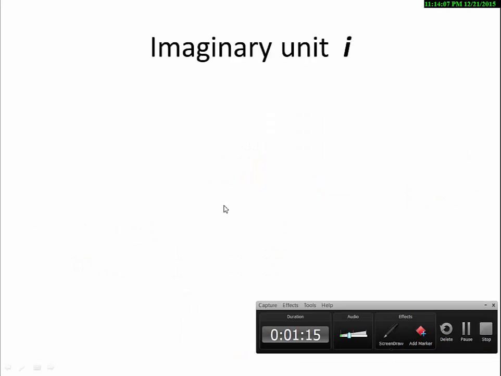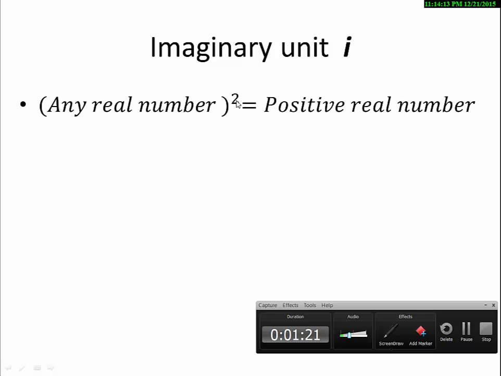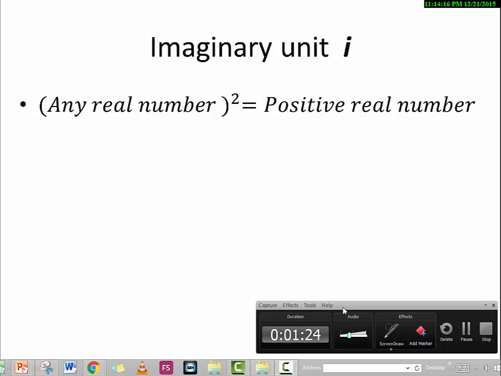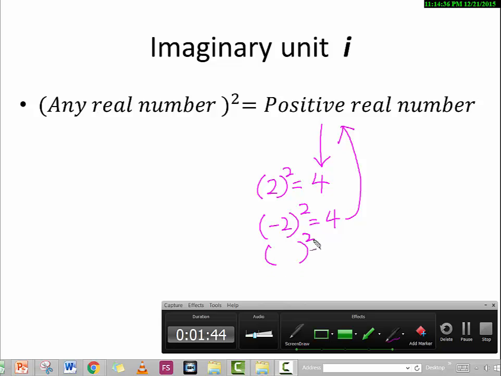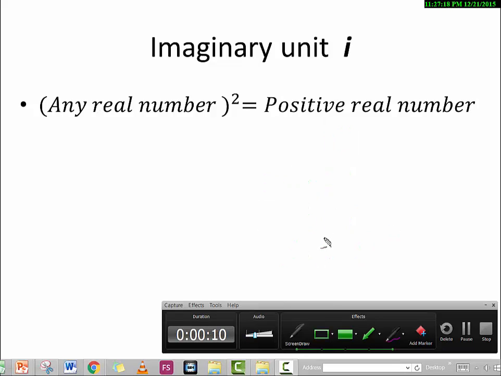Now let's take a look at what the imaginary unit is. As we all know, when we take the square of any real number, we always end up with a positive real number. For example, 2 squared is equal to 4, of course positive. Or if we say negative 2 squared, we still get 4, which is also a positive real number. So anything we square is always positive. But is there anything that we can square and it becomes a negative number? And in math, the answer is yes.